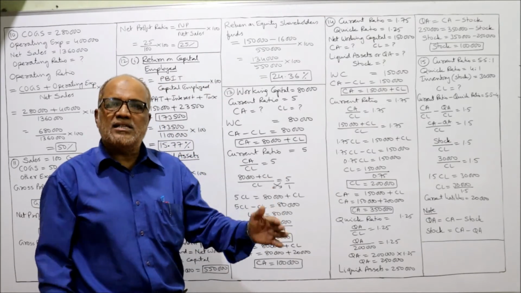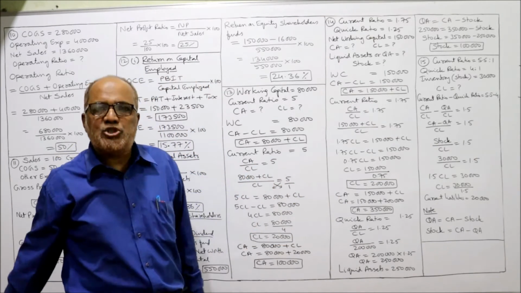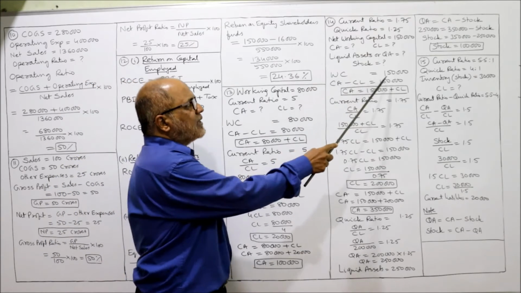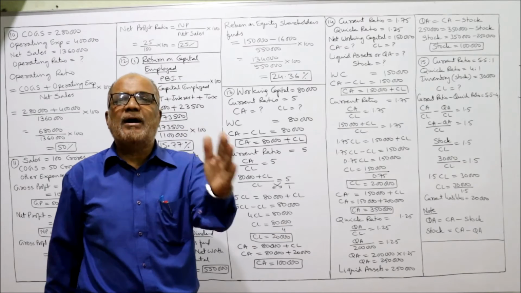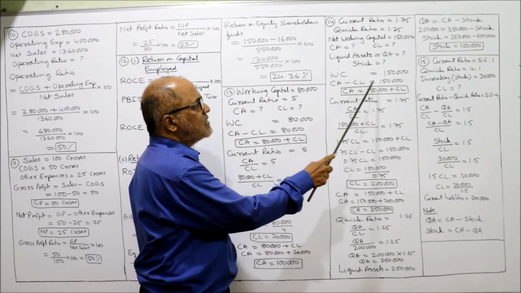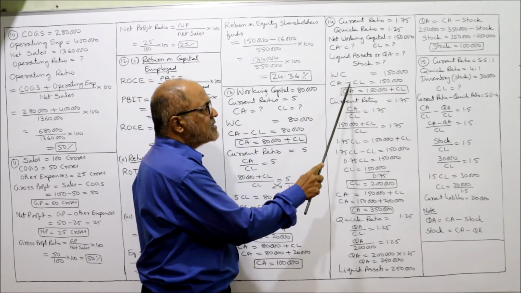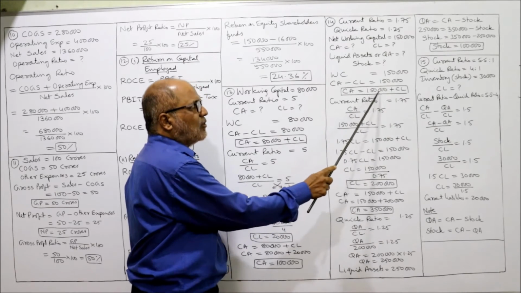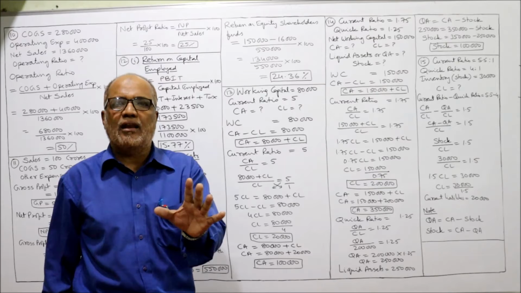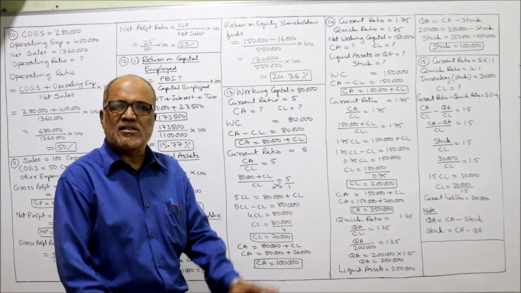Again, we'll start in the same way as we did in the previous problem. So working capital is 1,50,000. What is the formula for working capital? CA minus CL. So CA minus CL is equal to 1,50,000. Take this CL to RHS, so minus CL will become plus CL. So current asset is equal to 1,50,000 plus CL. One equation we got. Keep it aside.